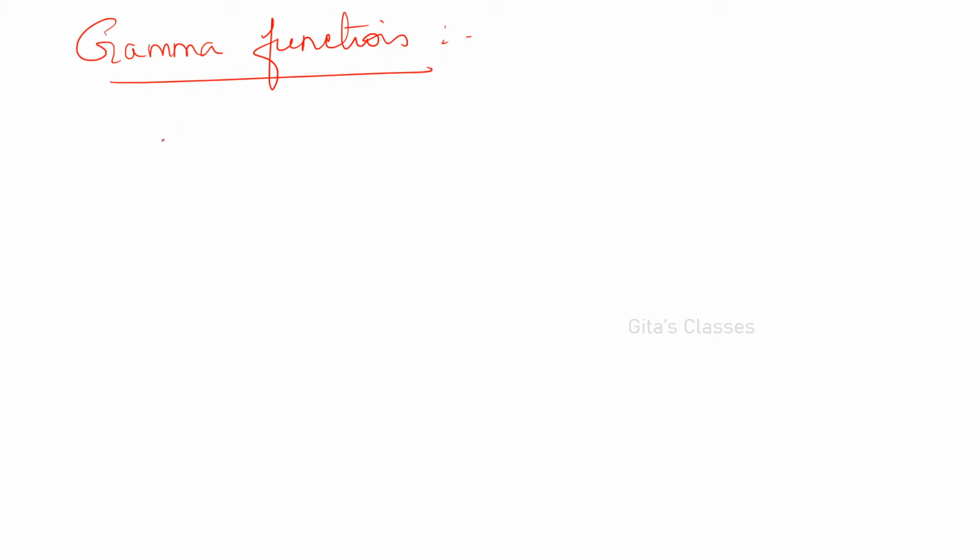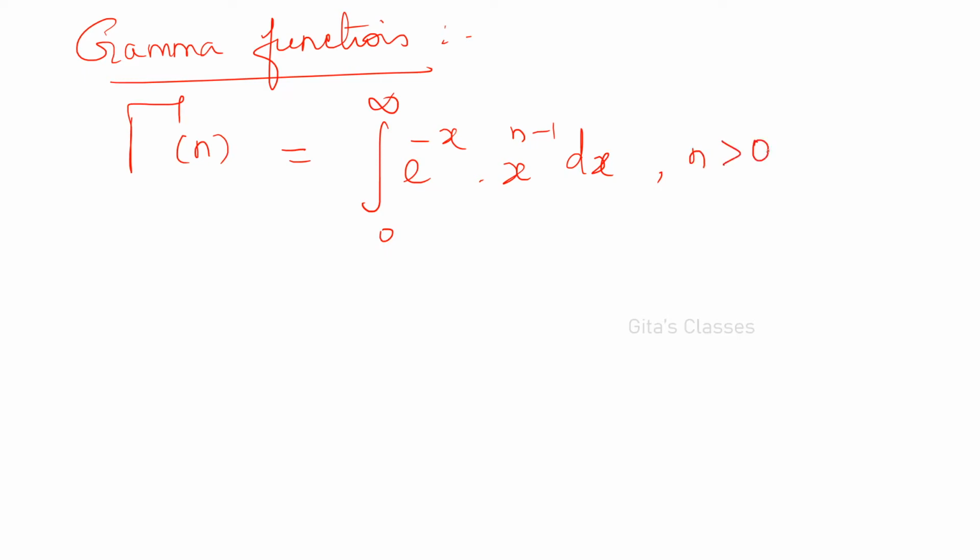Next we are going to see the definition of gamma function. Again here you have to remember this, you have to learn it by heart, no other go. Gamma function is denoted by this symbol. Gamma of n is equal to the integral from 0 to infinity of e power minus x into x power n minus 1 dx, where n is greater than 0.